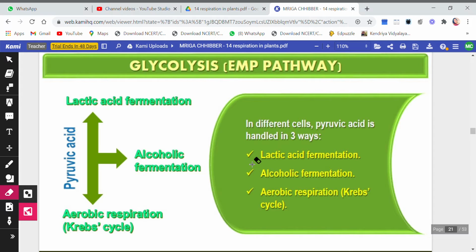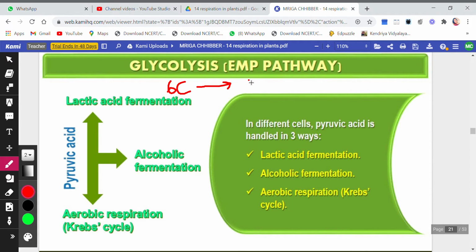Children, we have already finished glycolysis, that is the EMP pathway, and we found that the product we were getting after the breakdown of 6 carbon glucose was 3 carbon pyruvic acid, right? So this is the incomplete oxidation, or breakdown. That means it's not completely broken down, right?